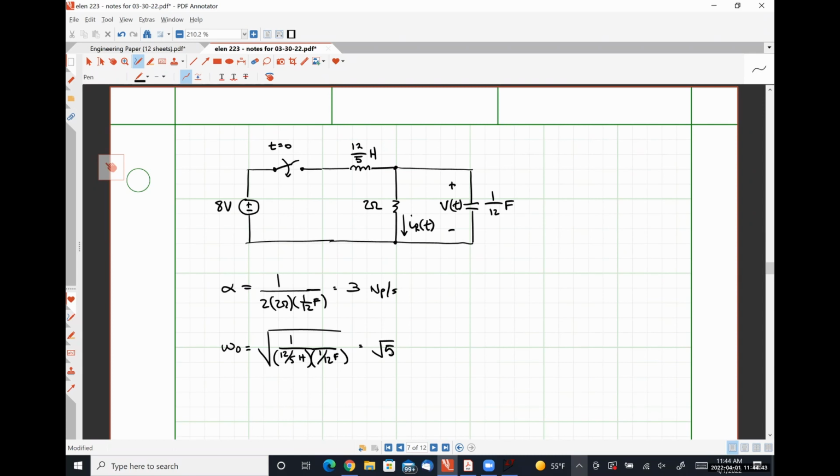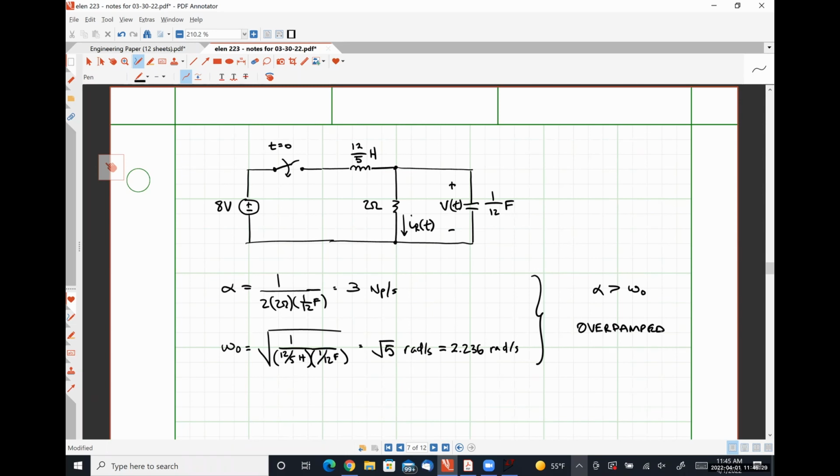Square root of 5 radians per second, which is 2.236 and some change radians per second. So alpha is greater than omega naught, which means that this circuit is an example of an overdamped circuit. Anytime alpha is greater than omega naught, we have an overdamped circuit. All right.